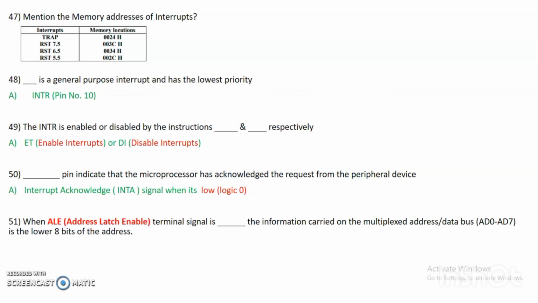Bit number 51, when address latch enabled terminal signal is dash, the information carried on the multiplexed address data bus is the lower 8 bits of address. So the answer will be high. Whenever address latch enable signal is high, the information carried on the multiplexed address data bus will be the lower 8 bits of address. If it is low, the information on the multiplexed address data bus will be the higher 8 bits of address.